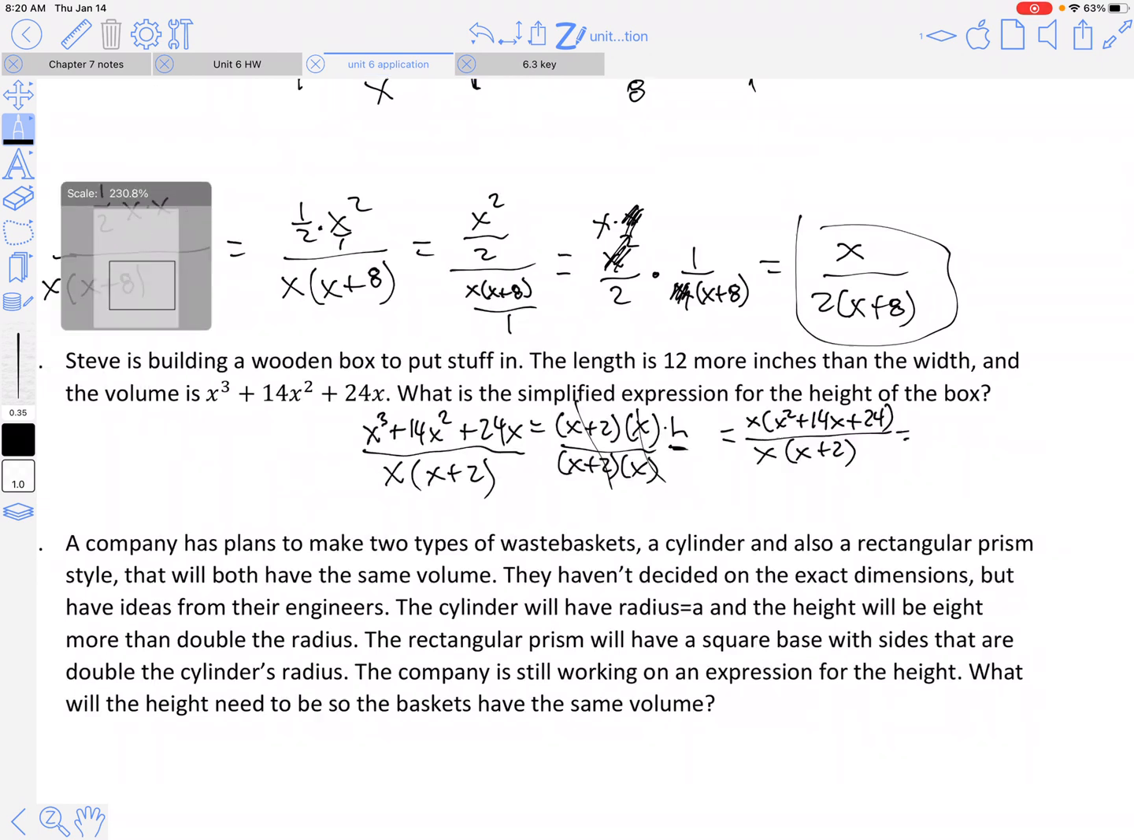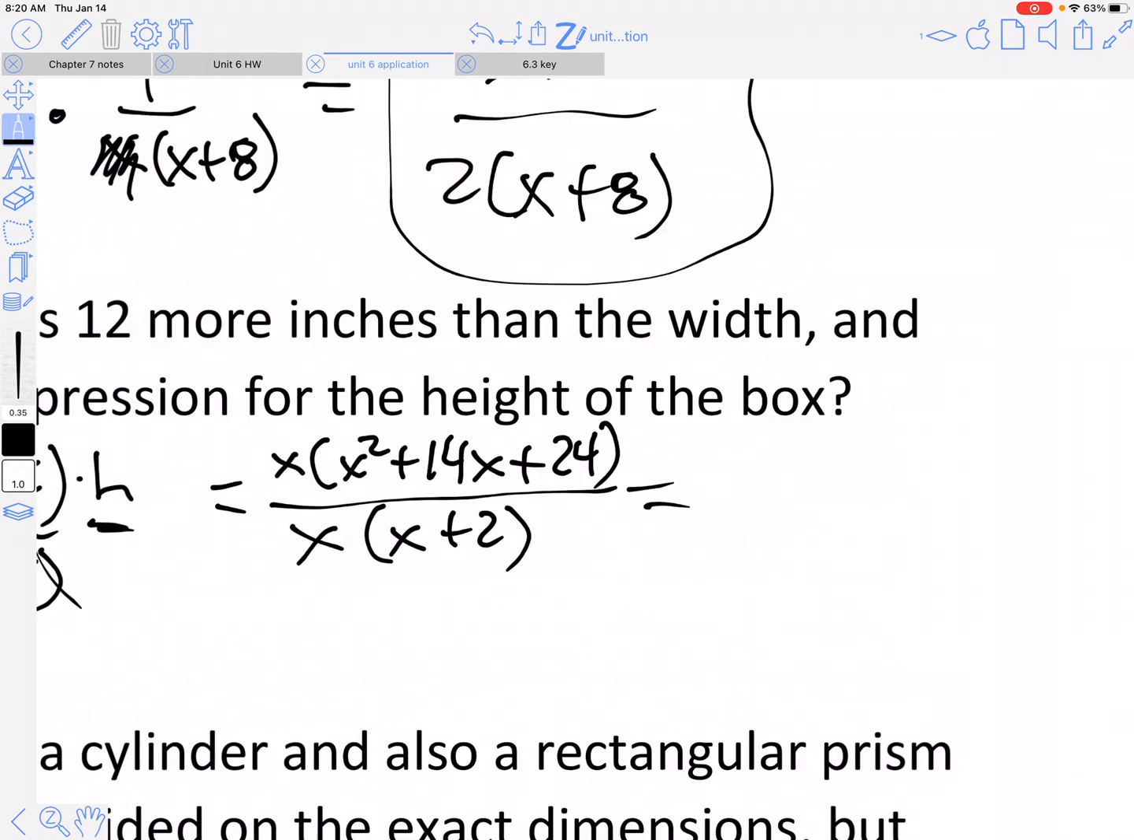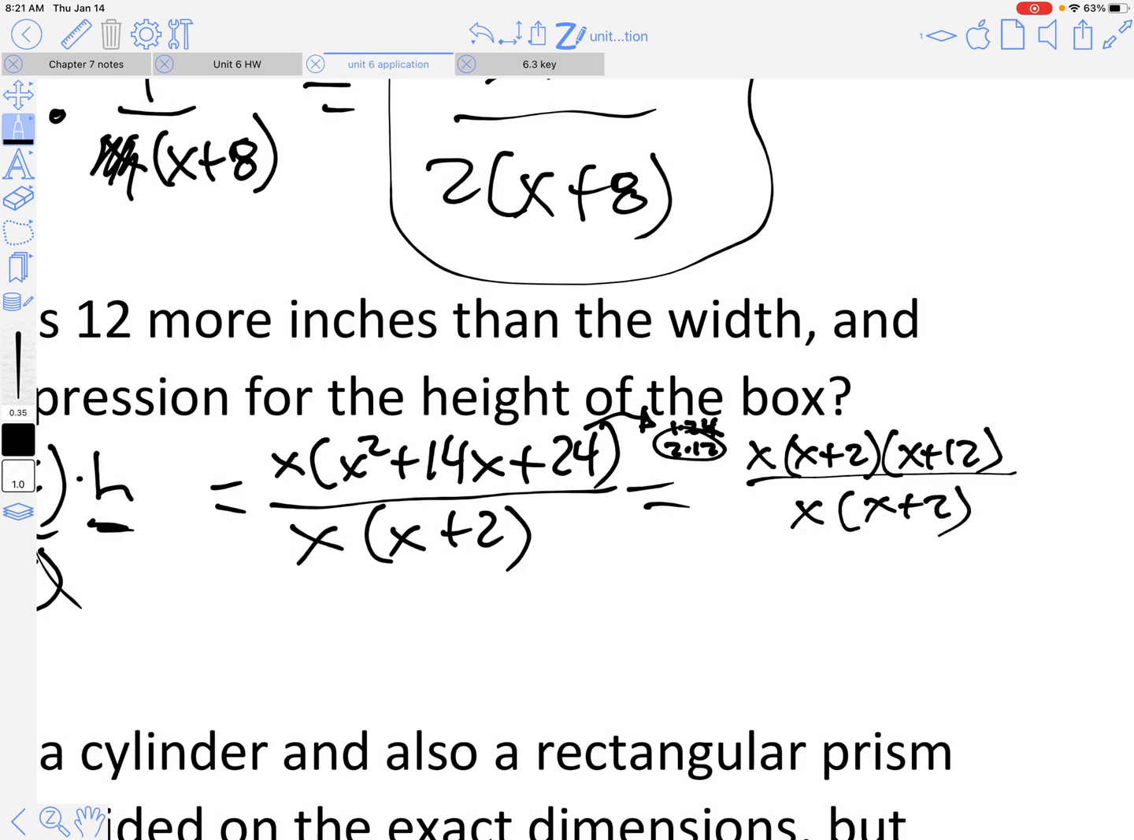Keep factoring. I'm going to notice that the a is 1, so 24 is the only number I'm really working with, and I need to make sure that it adds to give me 14. So I have 1 times 24, 2 times 12, and there we have it, right? So I'm going to have x times x plus 2 times x plus 12. Remember, this trick only works when your a is 1. If not, we're going to have to do a little bit more advanced method.